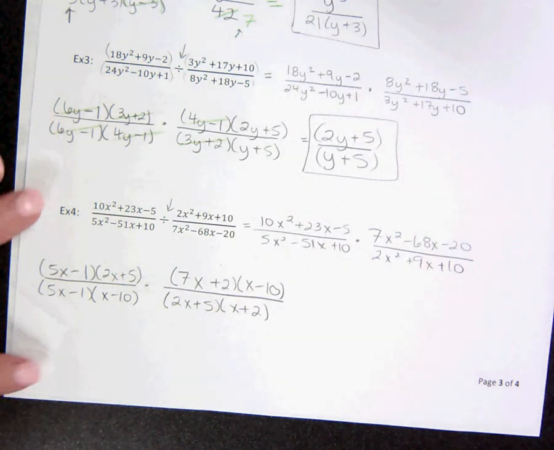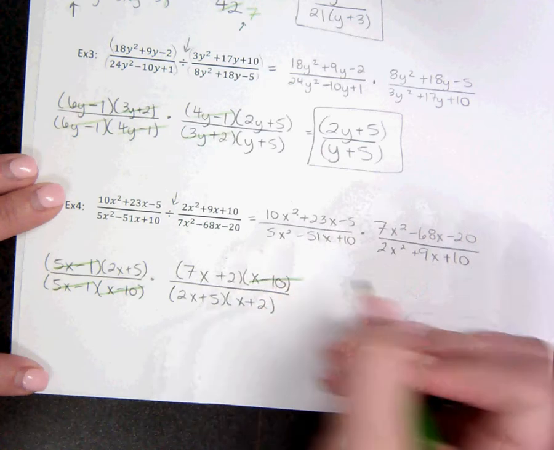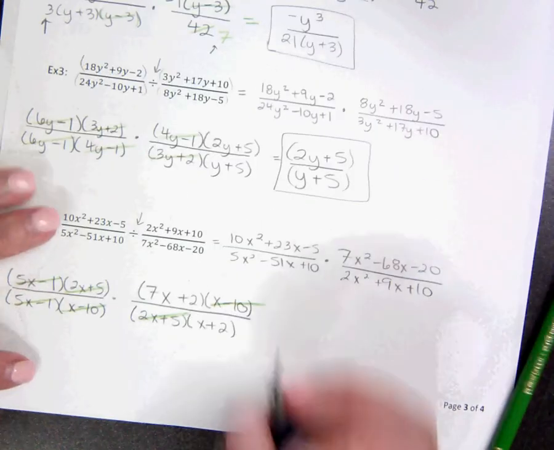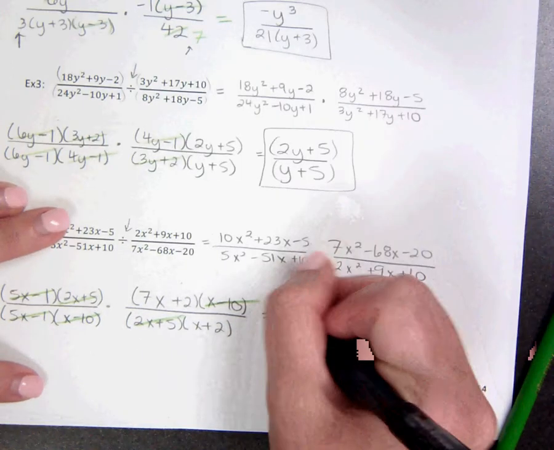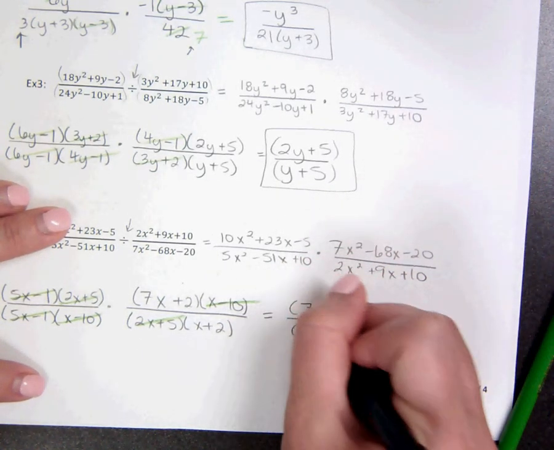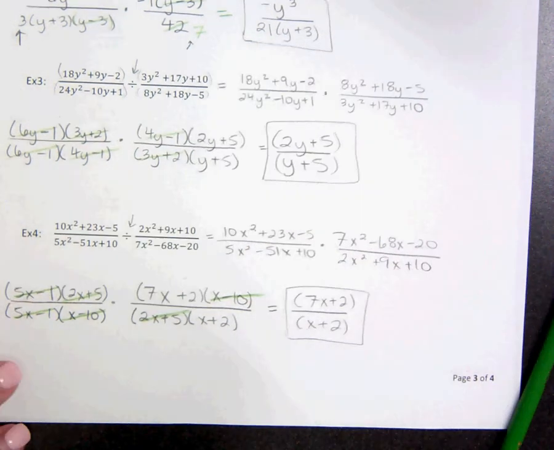So then we can start dividing off anything that matches. And sometimes it all cancels out and we just hit 1. For this one, we're left with 7x plus 2 on top over x plus 2 on the bottom, and we'll leave our answer just like that.